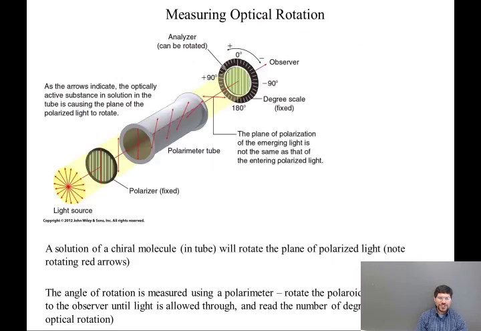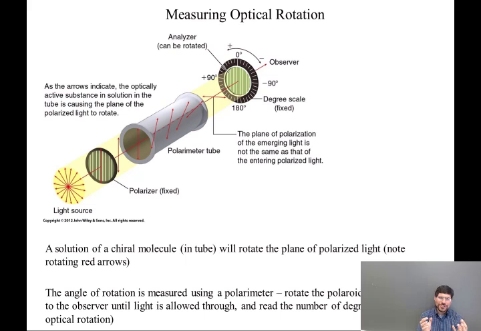So we measure optical rotations using a device called a polarimeter. You have your light source, you have one Polaroid filter that is fixed, that is called the polarizer, and then you have something called a polarimeter tube that contains the solution of your chiral compound.